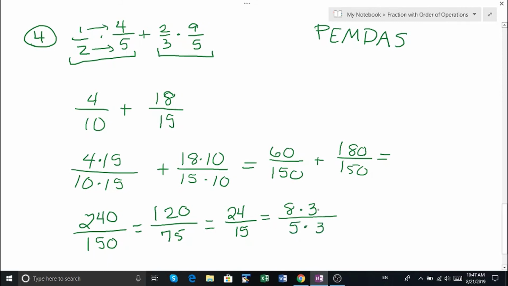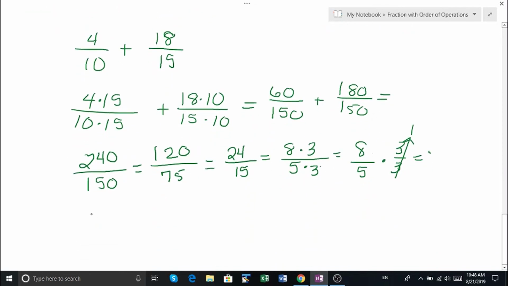5 times 3. We have a 3 in the top and a 3 in the bottom, so those can cancel. Or let me back up, if you guys haven't seen it before, I don't want that to be confusing. This can be written as 8 over 5 times 3 over 3. As we said before, any number divided by itself is always 1. That's why it cancels, like I mentioned a minute ago. So 8 over 5 times 1 is just equal to 8 over 5.